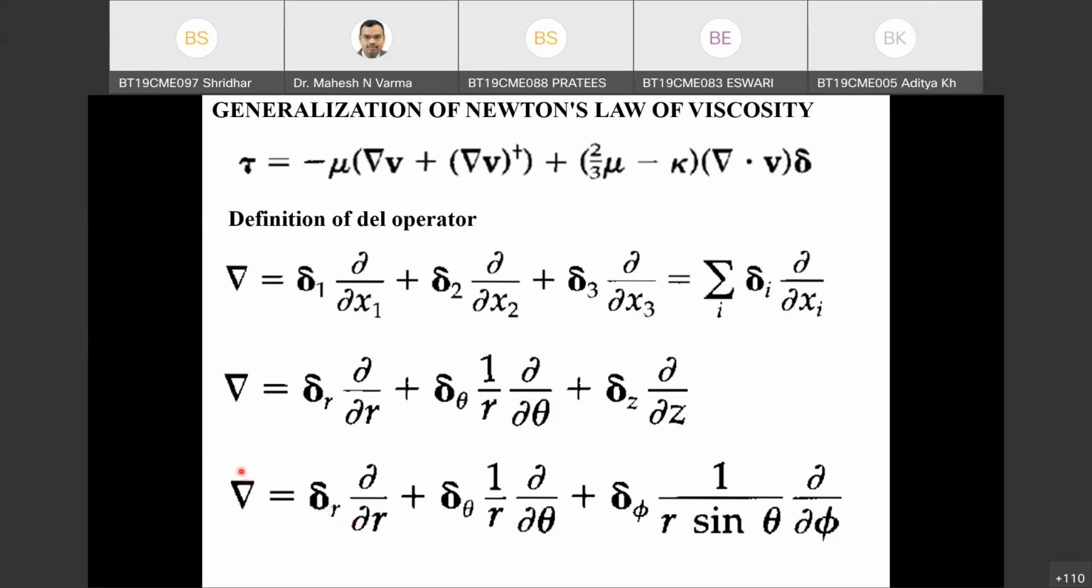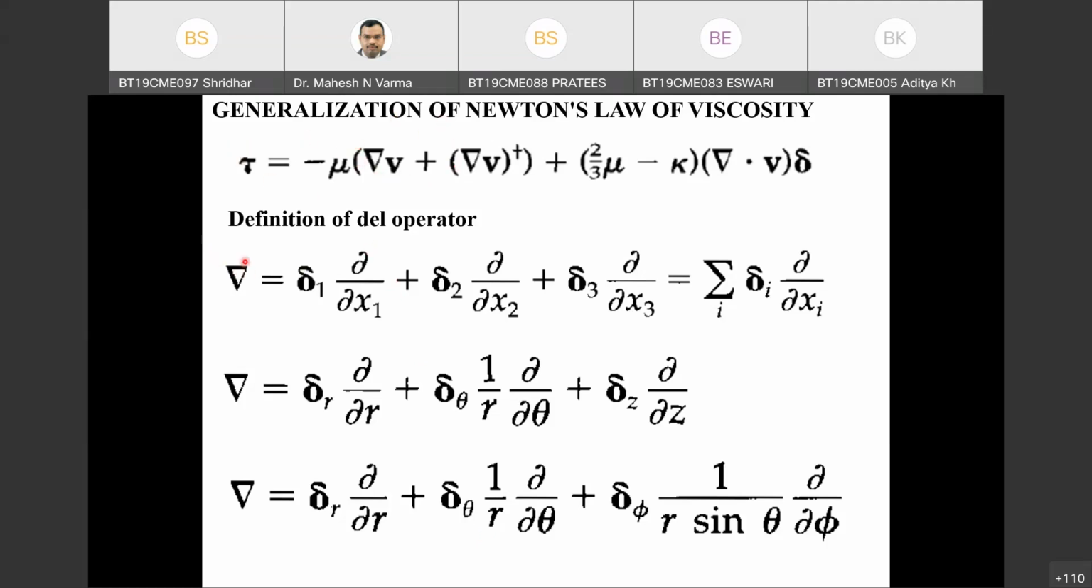So now I know the definition of del, and how del V and del dot V are operated. If I know this, I can get back the generalized Newton's law of viscosity for the cylindrical coordinate system as well as the spherical coordinate system. That is the importance of this compact representation of mathematics. So remembering this equation is very easy.